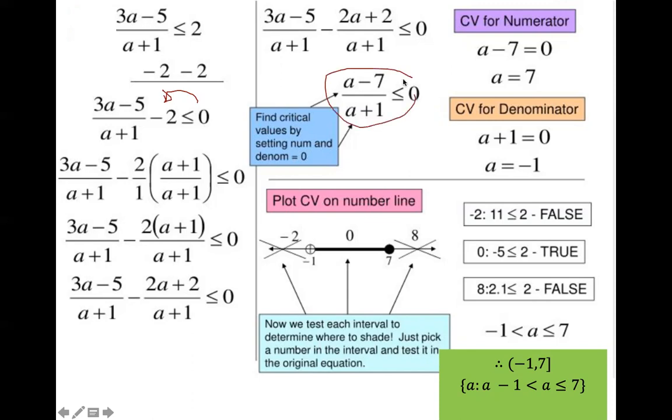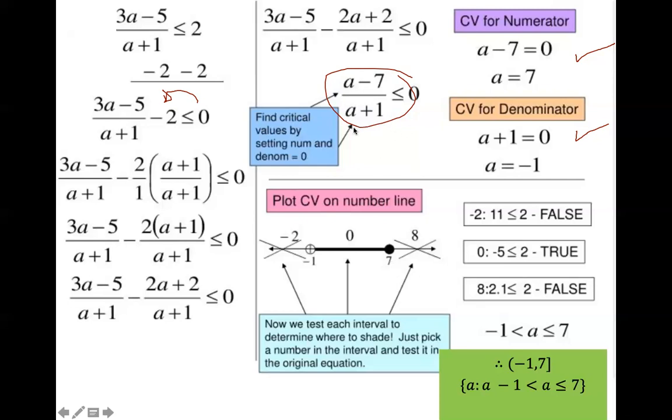Once you have the simplest inequality, equate the numerator to 0 as well as the denominator to find the critical values. So plot the critical values. So we have -1. It's an open circle because it's in the denominator. And then 7 is a shaded circle. Now, test a point in each interval.